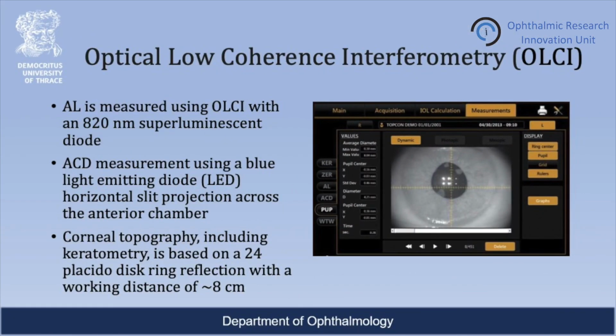In optical low coherence interferometry, axial length is measured with an 820 nanometers superluminescent diode. Anterior chamber depth is measured using a blue light emitting diode horizontal slit projection across the anterior chamber. This technology can also perform corneal topography, including keratometry. These measurements are based on a 24 Placido disc ring reflection with a working distance of about 8 centimeters.